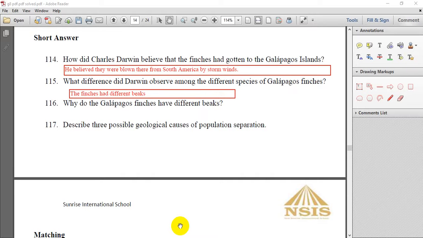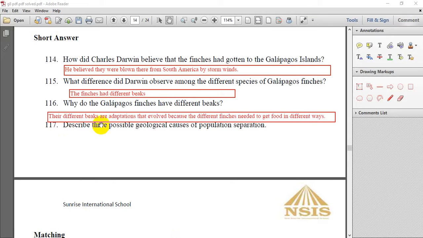Question 116. Why do the Galapagos finches have different beaks? As we said, because they were adapted to eat different food. Their different beaks are adaptations that evolved because the different finches needed to get food in different ways. So some of these birds get food from nuts, some from insects, some from cactus and plants. So they had different types of food and different adaptations.